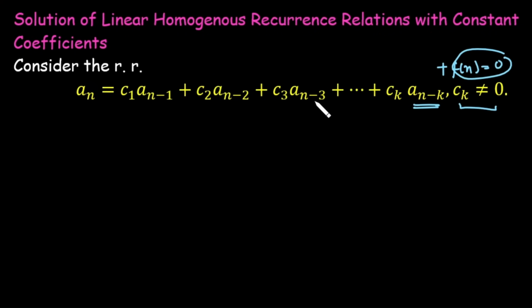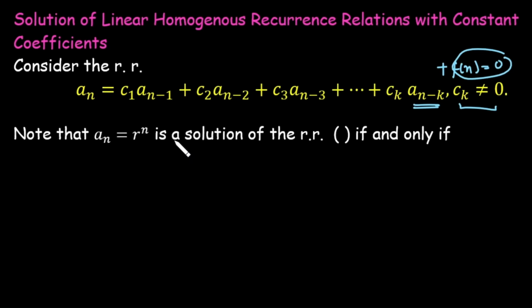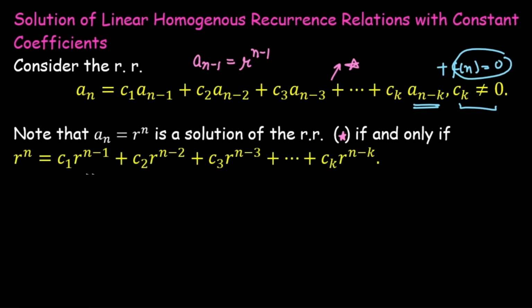Whenever we are dealing with a linear homogeneous recurrence relation, we assume that it has the solution of the form r raised to power n. So let it be a star equation. So if r raised to power n is the solution of this recurrence relation, it means it will satisfy this one. Satisfy means in place of an we can fix r raised to power n, and in place of an minus 1 this becomes r raised to power n minus 1, and in place of an minus 2 power is n minus 2. In case of an minus k, r raised to power n minus k. So after substituting an is equal to r raised to power n, we have this form.